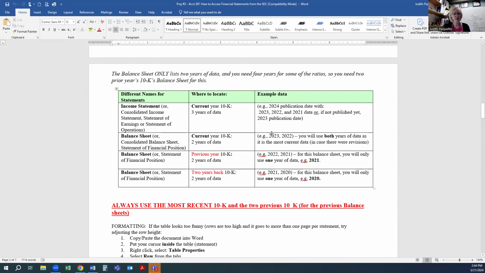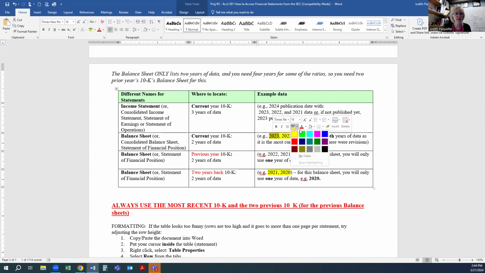Now, you might say, well, can't I just get this first one and then 2 years back? And the answer is no, because it's very possible that 2021 would have been revised in the more recent year. So you're going to be using only this year, this year, this year, and this year. So we're not going to use this, even though it's on that same report. We're just going to use the most current data for each year.